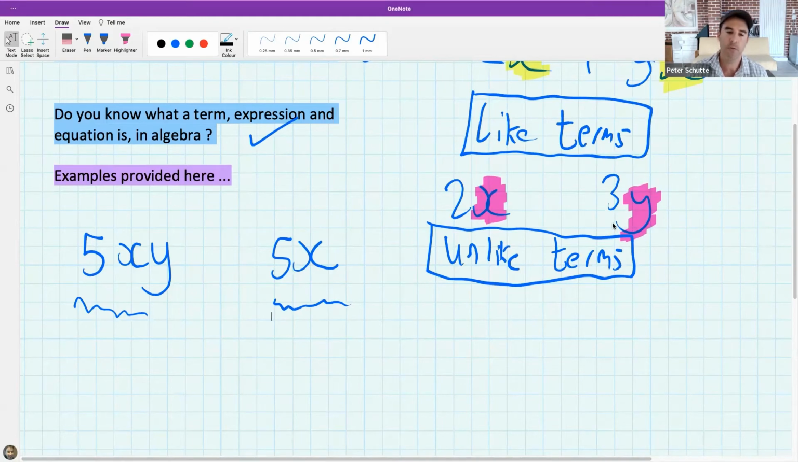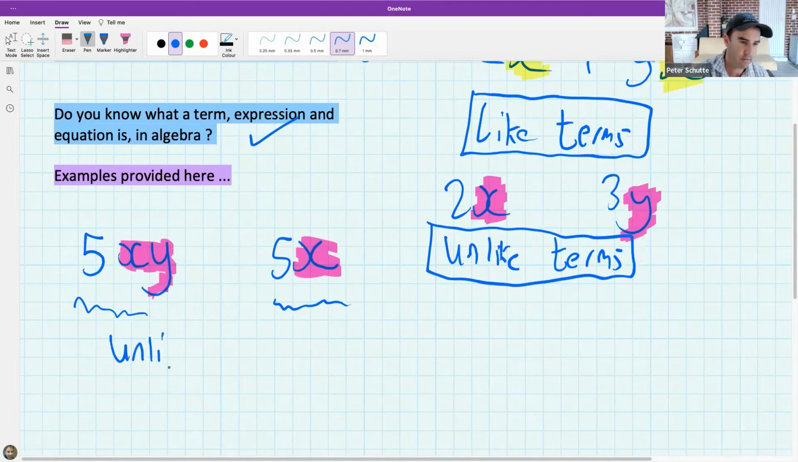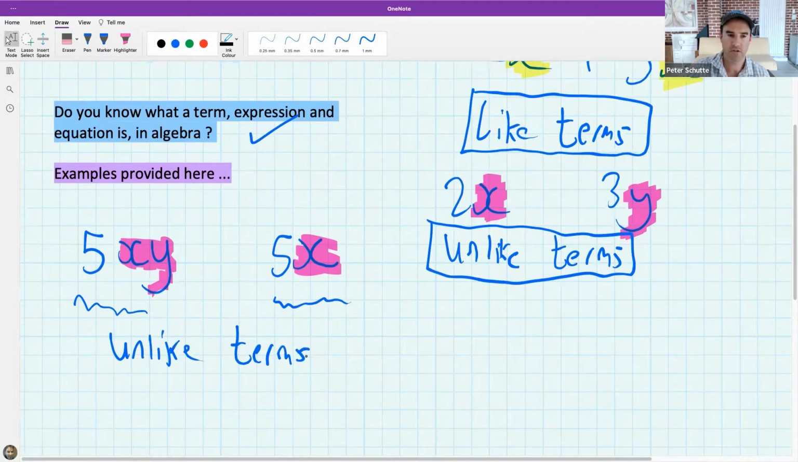Okay, I see there's a little bit of a mixture, but most of you are saying they're unlike terms. The reason they're unlike terms is that this term has a variable xy, whereas this one only has a variable x. So we can't add and subtract these. These are unlike terms. Let's try another one.